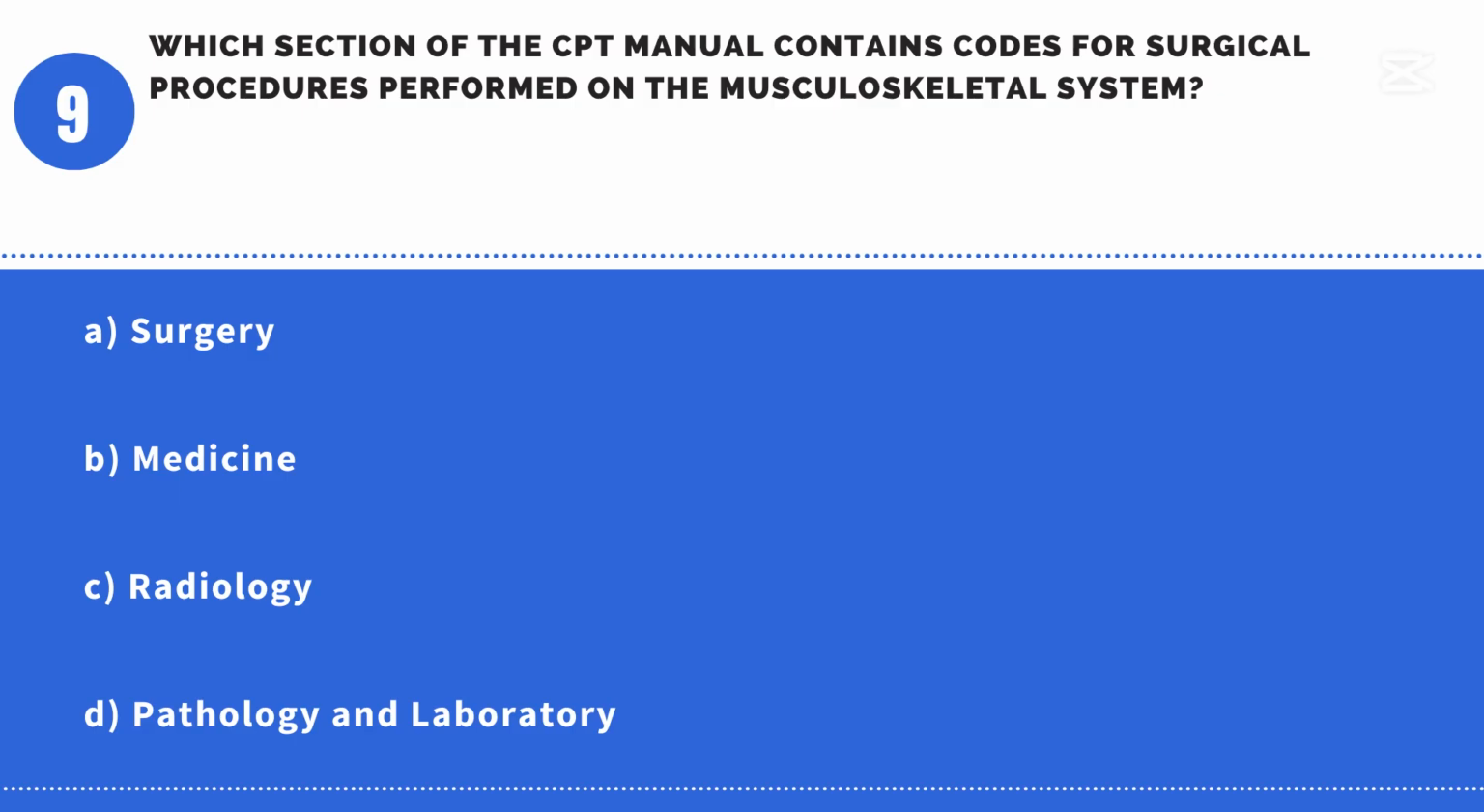Question 9. Which section of the CPT manual contains codes for surgical procedures performed on the musculoskeletal system? A. Surgery. B. Medicine. C. Radiology. D. Pathology and laboratory.